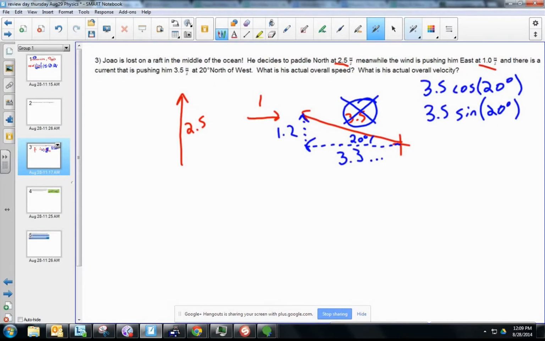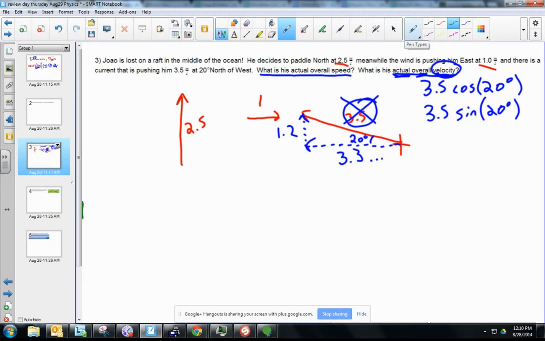So now we're going to say, okay, what's actually happening overall? What's the actual overall velocity? Velocity includes angles, so we want to be careful there. I actually asked twice, what's the speed? And then I also ask, what's the velocity? I do that to make the distinction. So let's take a look at what that means.